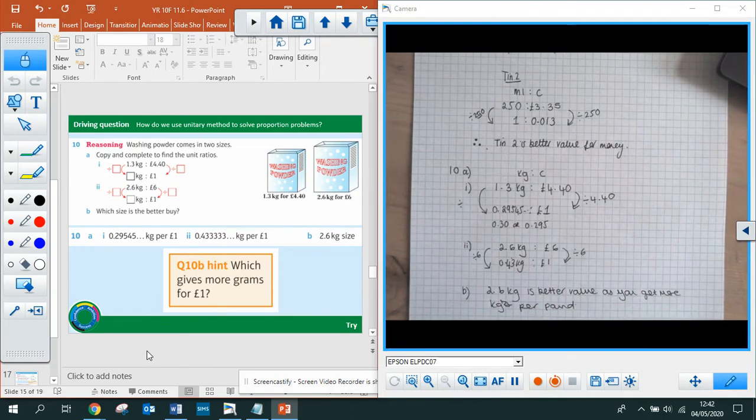Well done if you got that. Okay, you might have done it the other way round and divided by 1.3. That's fine as long as you compared at the end. You should get the same conclusion.